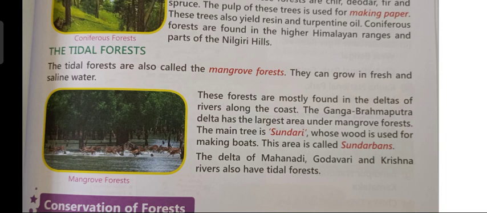Now, the main tree which grows here is the Sundari tree, and the wood of this Sundari tree is used for making boats, and this area is called Sundarbans. Now children, the deltas of Mahanadi, Godavari, Krishna rivers also have tidal forests. So, in both the Ganga Brahmaputra delta as well as in the deltas of Mahanadi, Godavari and Krishna, tidal forests are found.